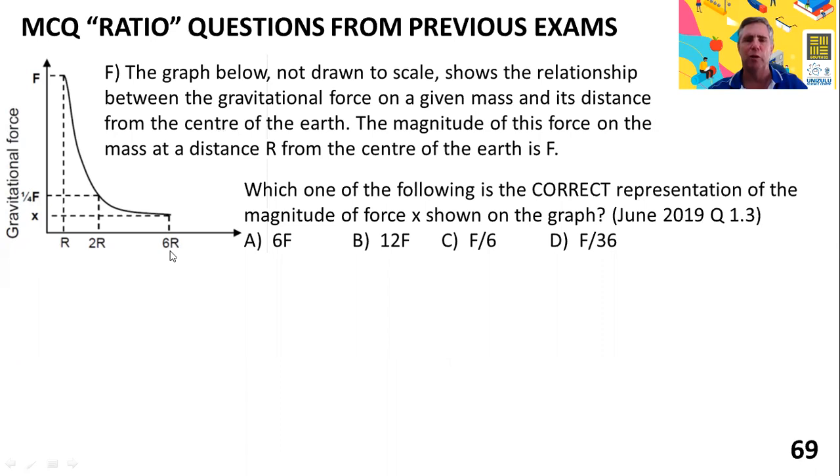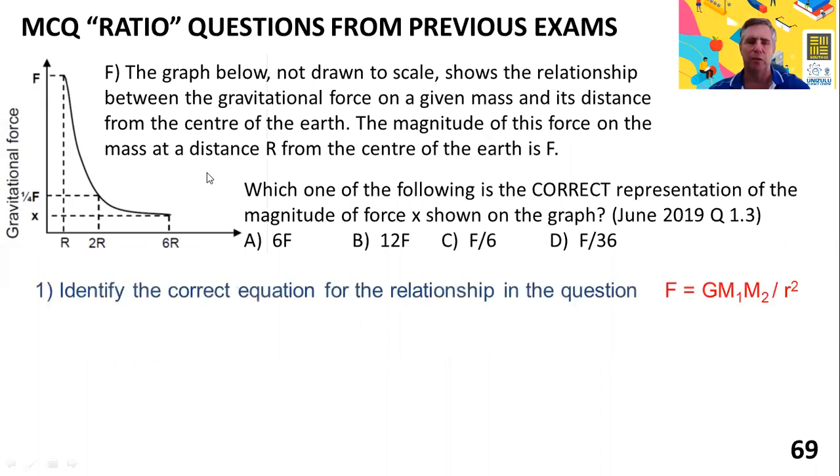Now, you should know that that relationship is 1 over r squared. The magnitude of the force on the mass at a distance r from the center of the Earth is F. They want to know what the magnitude will be at point X there. Now, X relates to a distance apart of 6r. Now, because this one's perhaps a little bit more tricky, let's carefully go through the method that we taught you on page 66. Number 1, identify the correct equation.